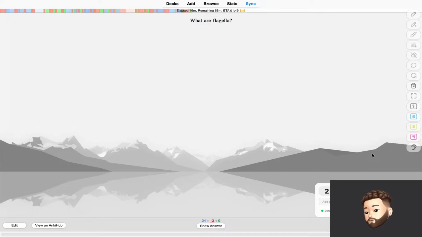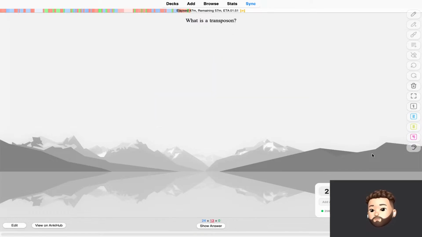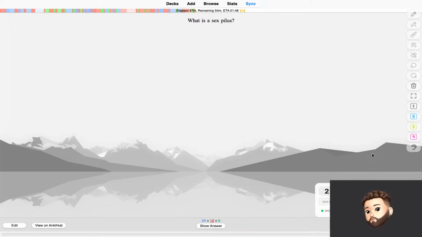What are flagella? Flagella are structures involved in the motility of the cells. They accomplish that by spinning and flailing to generate force for movement. Wow, word for word. What is a transposon? Genetic elements that can remove or insert themselves from the genome. What is a sex pilus? It is the appendage used by male bacteria to form conjugation bridges.